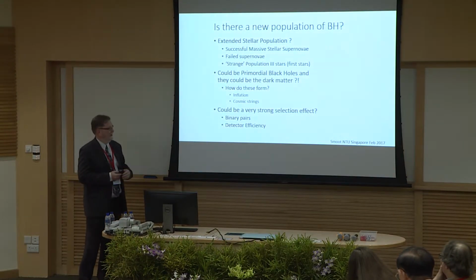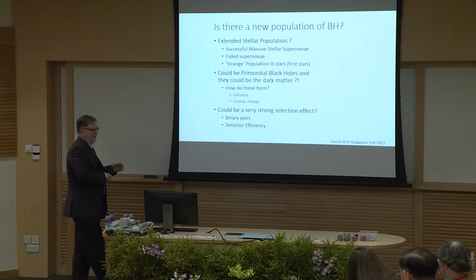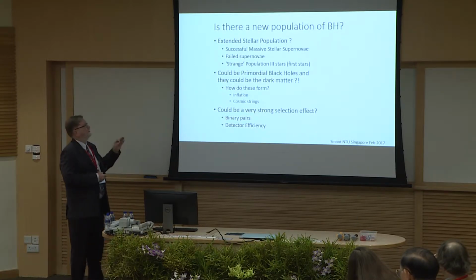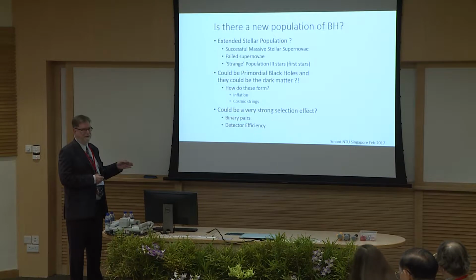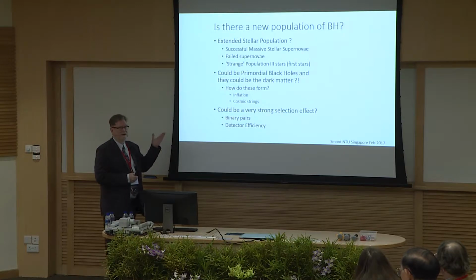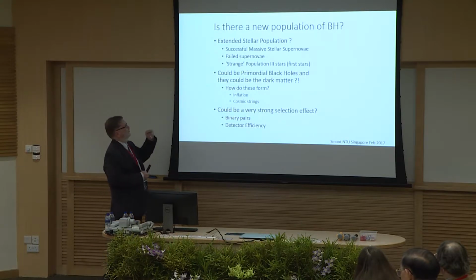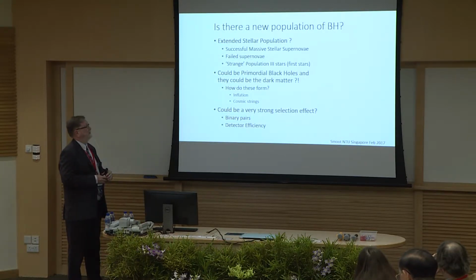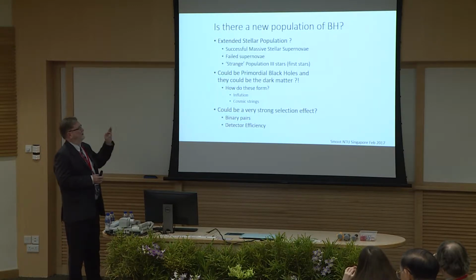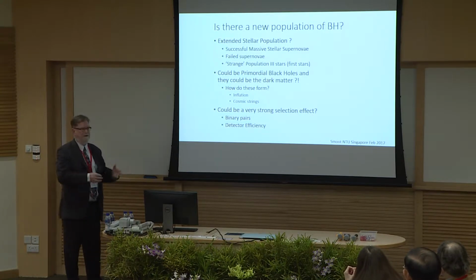Okay, so here's the slide I presented 1.05 years ago in the original room we're in. And the question I was asking at the time: is there a new population of black holes? Because what you see in the data appear to be these very massive black holes. Are they a new population, or is it something else? I said I thought there were 3 possible things. There's an extended stellar population, and it means you had to make very successful massive stellar supernovae or failed supernovae. That is, supernovae that completely fall back and never become supernovae. You essentially just make a black hole out of the star.